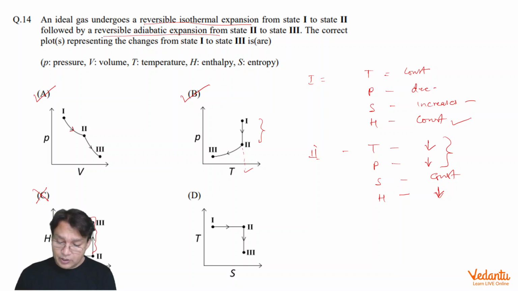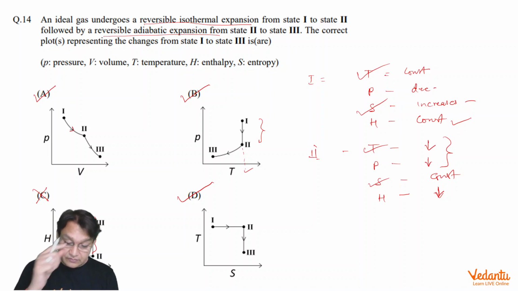Similarly for option D, we can see from 1 to 2 the temperature is constant and entropy is increasing. That is the criteria. And from 2 to 3, entropy is constant and temperature is decreasing. So that's also true. So option D is also a correct option. The correct answers are A, B and D, and we'll go with these answers.